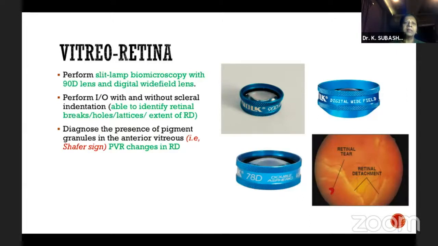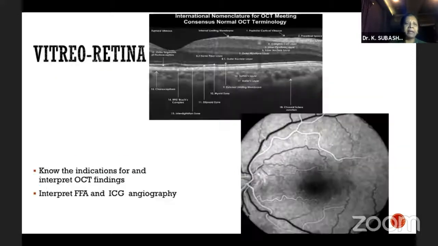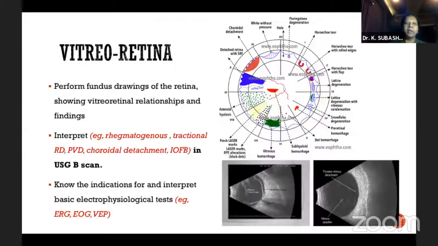In vitreoretina, the resident should be well versed to perform slit lamp biomicroscopy with 90D and digital wide field lens. They should be able to perform indirect ophthalmoscopy with and without scleral indentation, and identify retinal breaks, holes, lattices, and the extent of retinal detachment. They should know to diagnose the presence of pigment granules in the anterior vitreous, the Shafer's sign, the PVR changes in RD, and should know the indications for and interpret OCT findings, and interpret FFA and ICG angiography.